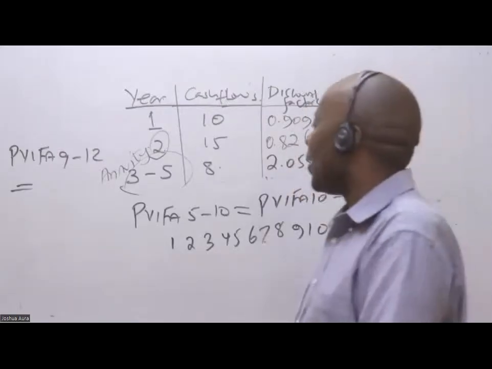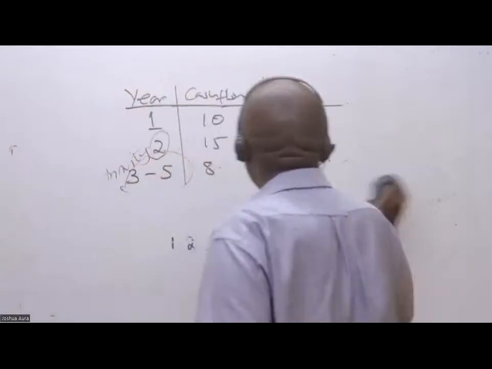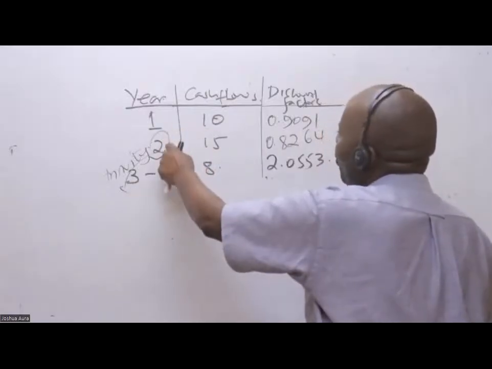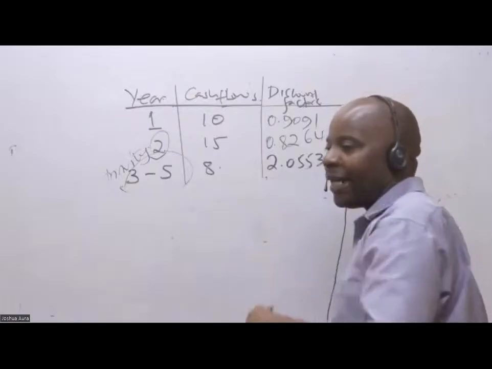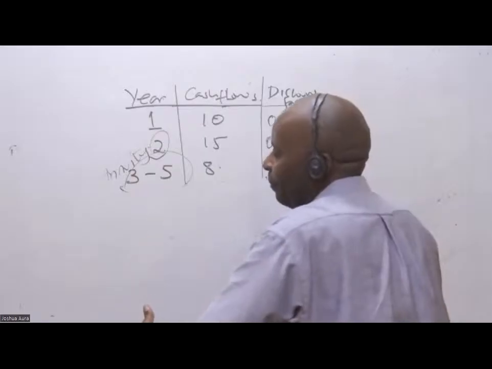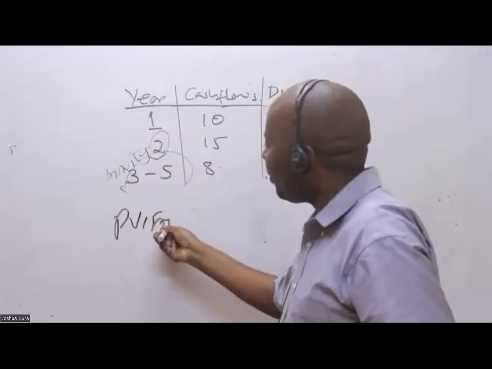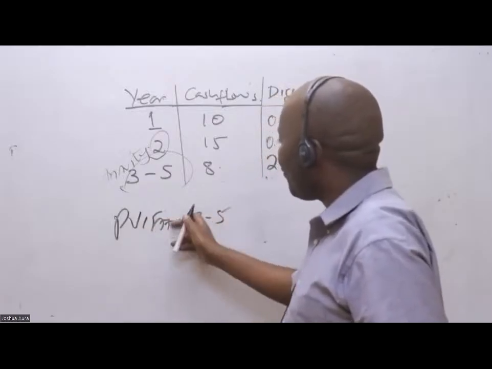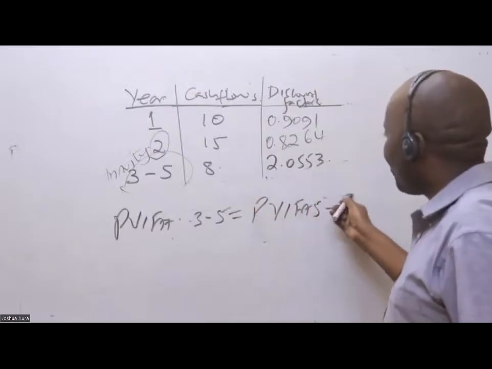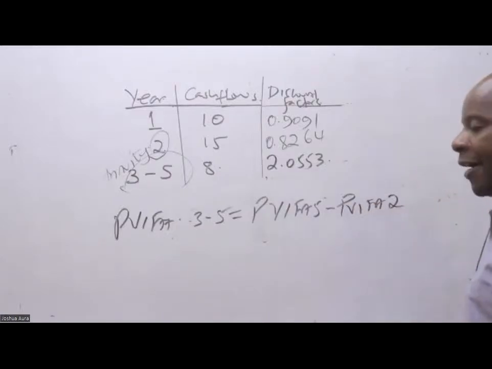Now, another student asked, why should we subtract PV for 2 and yet the first 2 are irregular? Ladies and gentlemen, remember, we are treating this in isolation. When somebody says it's PV for 3 to 5, I will expand this by saying it's PV for 5 minus PV for unwanted, and the unwanted is 2 there.